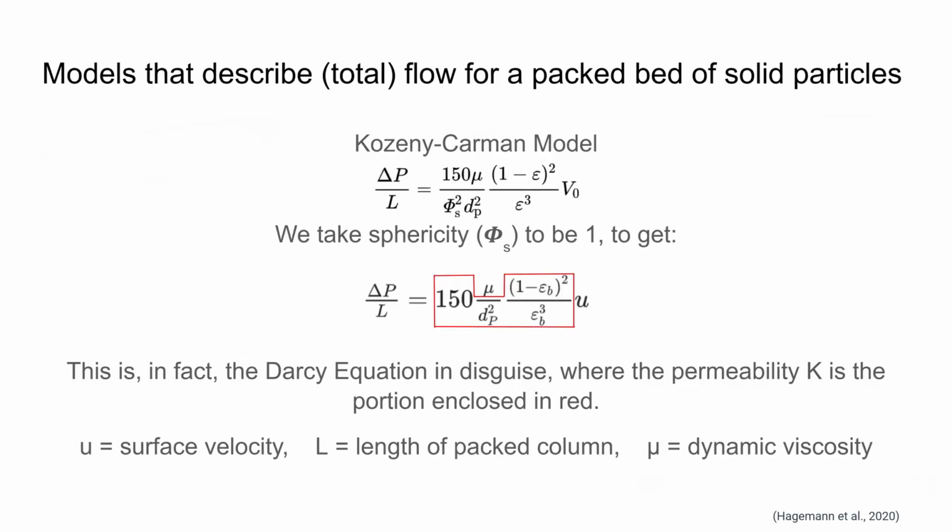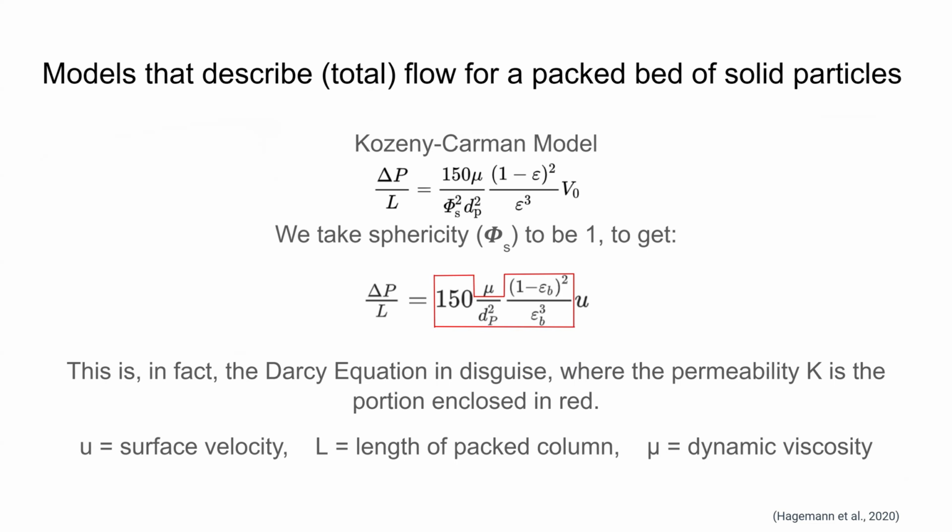To describe the total flow across the packed bed of our solid beads, we can use the Kozeny-Carman model. It is important to make the distinction that this model applies to the macro movement of fluid throughout the entire column and not the microflow through and around individual pores and beads. Here, phi sub s is a shape factor, also called a sphericity factor, that depends on the shape of the solid material packing the column. In our case, we have essentially perfect spherical beads, so we can take that factor to equal 1.